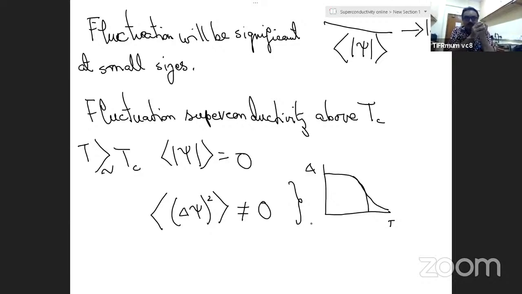It is only now, with the access of nanotechnology, that one can access very small sizes where you can see these fluctuations very clearly. So let me see if I can fish out that paper. I don't have it with me. Yeah, just let me see if I can get that.